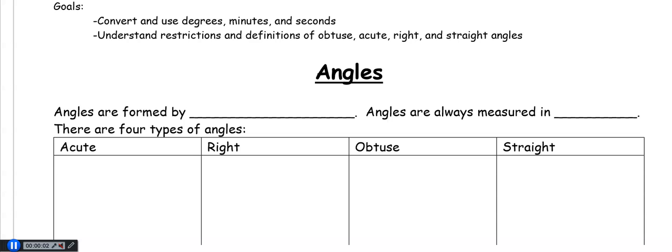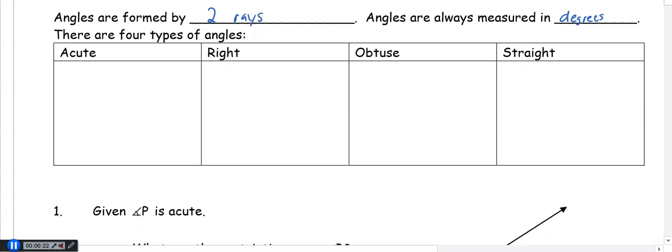In this video, we are going to convert and use degrees, minutes, and seconds, and understand restrictions and definitions of obtuse, acute, right, and straight angles. So remember from day one, angles are formed by two rays, and angles are always going to have measures in degrees. Now, there are four types of angles that have different measurements.